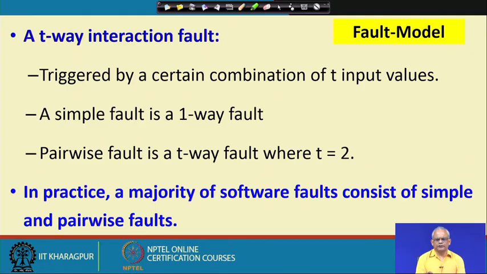Now, to gain further understanding of T-way testing, two-way or pairwise testing, etc., let us look at some more concepts. A simple fault is called a one-way fault. As long as a parameter has a certain value, this fault occurs.